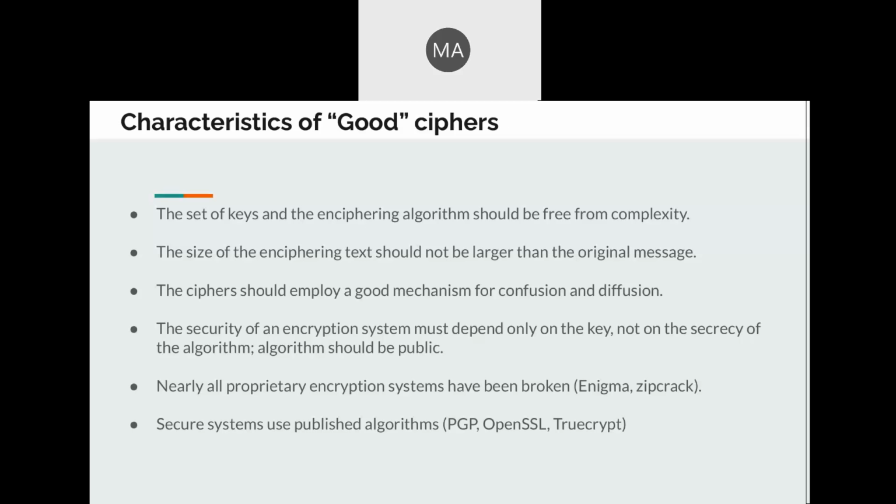Nearly all proprietary ciphers and encryption schemes have been broken previously, like Enigma, then Zipcrack, etc. On the other hand, secure systems like PGP, OpenSSL, TrueCrypt always use standard and published algorithms, which are openly available and verified by many researchers.